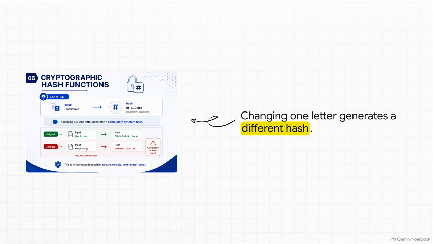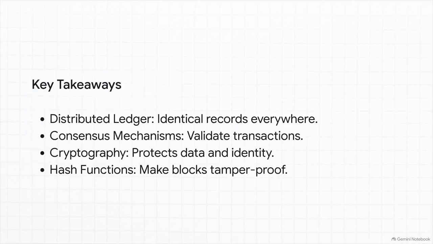It is literally foolproof. So, to bring it all home, blockchain really relies on 4 fundamental pillars. Distributed ledgers ensure the data is everywhere, completely eliminating single points of failure. Consensus mechanisms allow all those computers to perfectly agree without needing a central boss. Cryptography protects your data, your identity, and your assets. And hash functions mathematically lock it all together, making the entire history tamper-proof. Together, they combine to create a deeply trustworthy digital system in a world that desperately needs one.